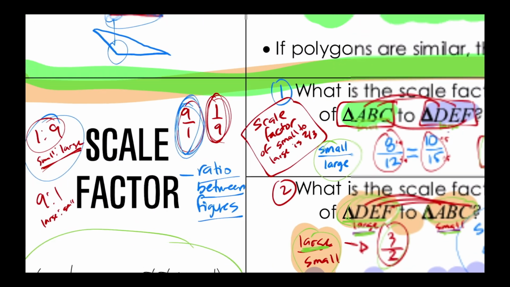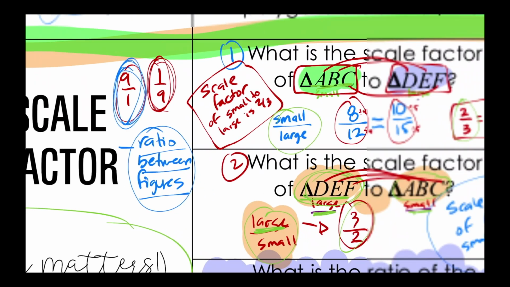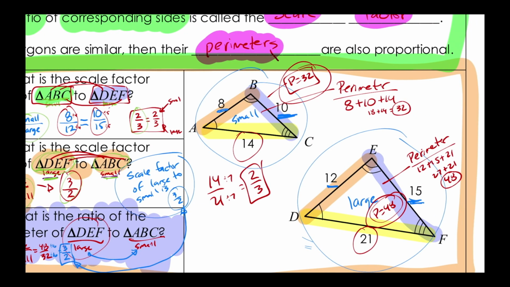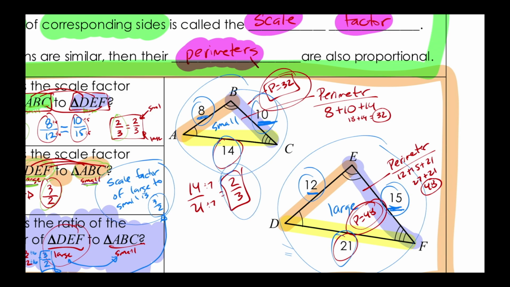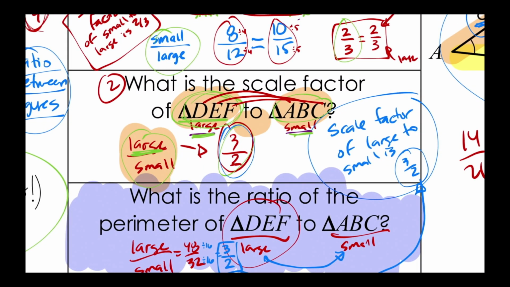So that's what we did. We talked about scale factor. Scale factor is just that ratio between the figures. Once you find the ratio between the figures and you make a fraction of the matching sides, we can find the scale factor. And that's what we did here. We looked at the matching sides. There's orange, purple, and yellow. So orange is 8/12 if we went small to big. Purple is 10/15 if we went small to big. And yellow is 14/21. And they all simplify to 2/3. You remember that? So that means 2/3 is my scale factor. And then we went from large to small, and it was 3/2, just the flip.